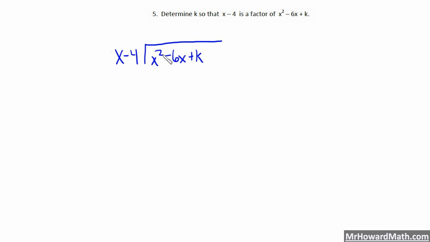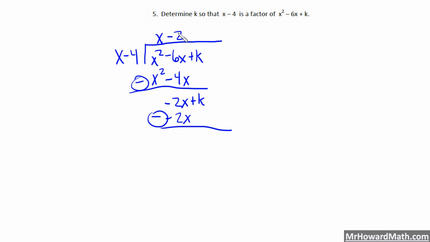All right, so we just go through the long division process. So what times x gives us x squared? That's just x. So we have x squared here. We're subtracting. Negative 4 times x is negative 4x. Negative 6x minus negative 4x would give us a negative 2x. And we need to bring down the plus k. All right, so what times x gives us negative 2x? That would be minus 2. So that's minus 2x. We're subtracting here. Negative 2 times negative 4 is positive 8.